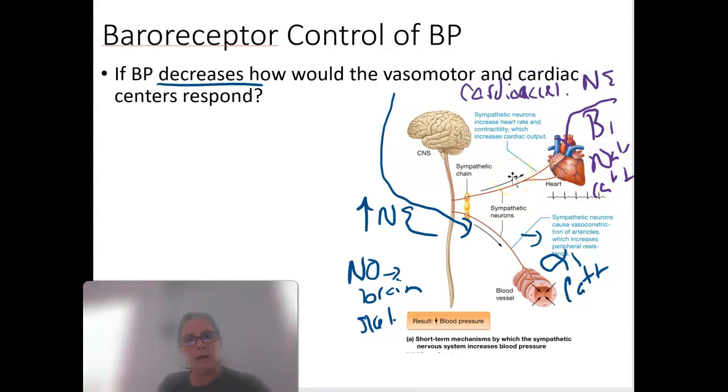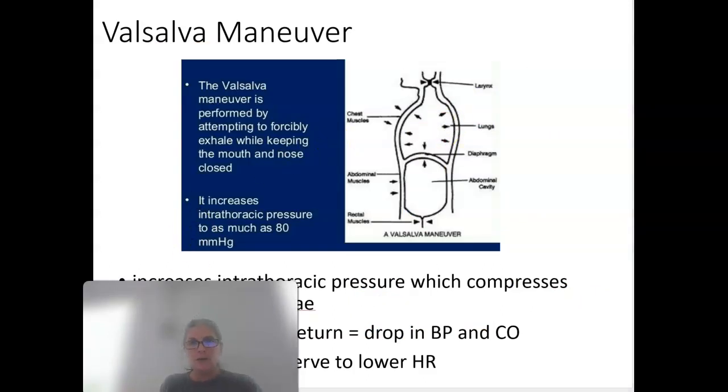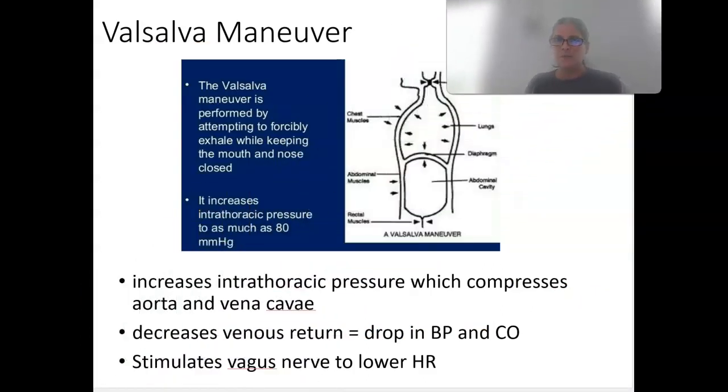So we're going to come back to those chemoreceptors in just a second because they're also involved with this phase. Before we do that though, you may have heard of something called a Valsalva maneuver.